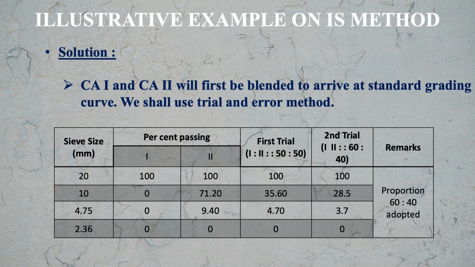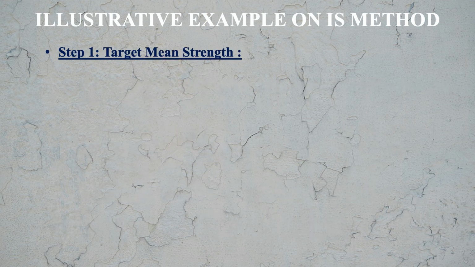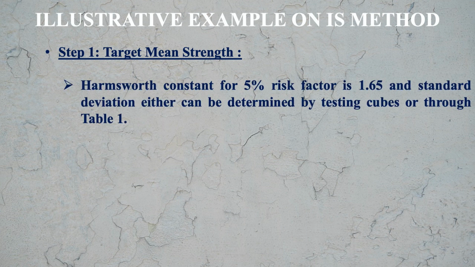Now let's move to the design. With this blending of the aggregates, we move to our step 1, deciding the target mean strength. Hemsworth constant for 5% risk factor is 1.65, and standard deviation can be determined either by testing cubes or through table 1, the table we discussed in our previous lecture on the IS code method of mix design.